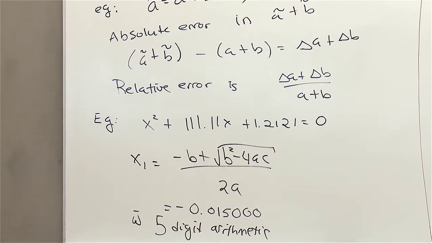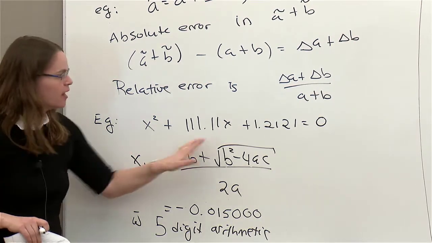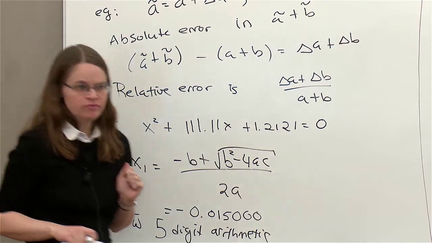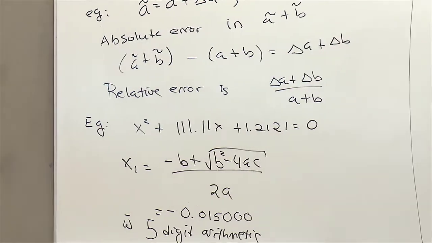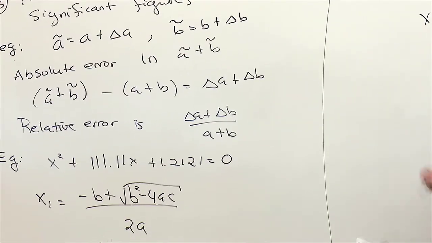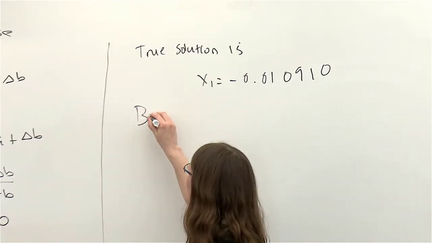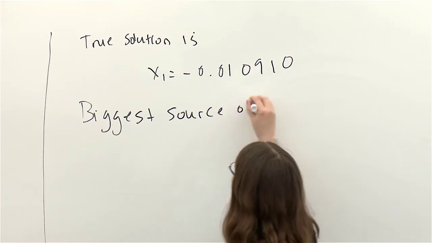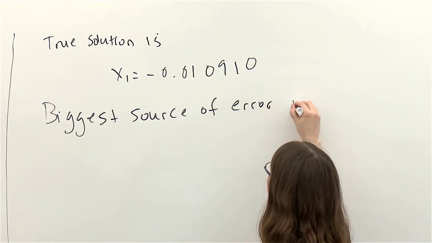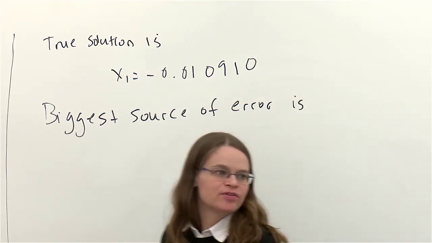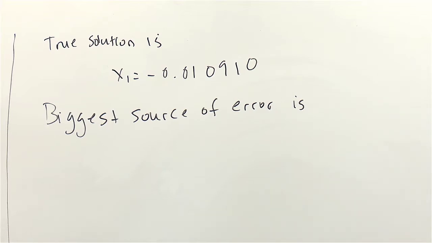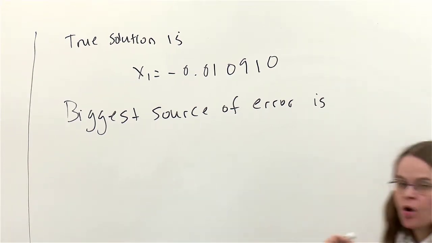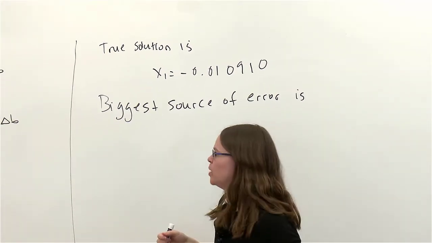And relative error is a big deal when I only have 5 digits that I can store here. So here the biggest source of error is really subtraction of nearly equal numbers. Subtraction of nearly equal numbers is always a bad thing. It always has the potential to lead to this kind of problem.